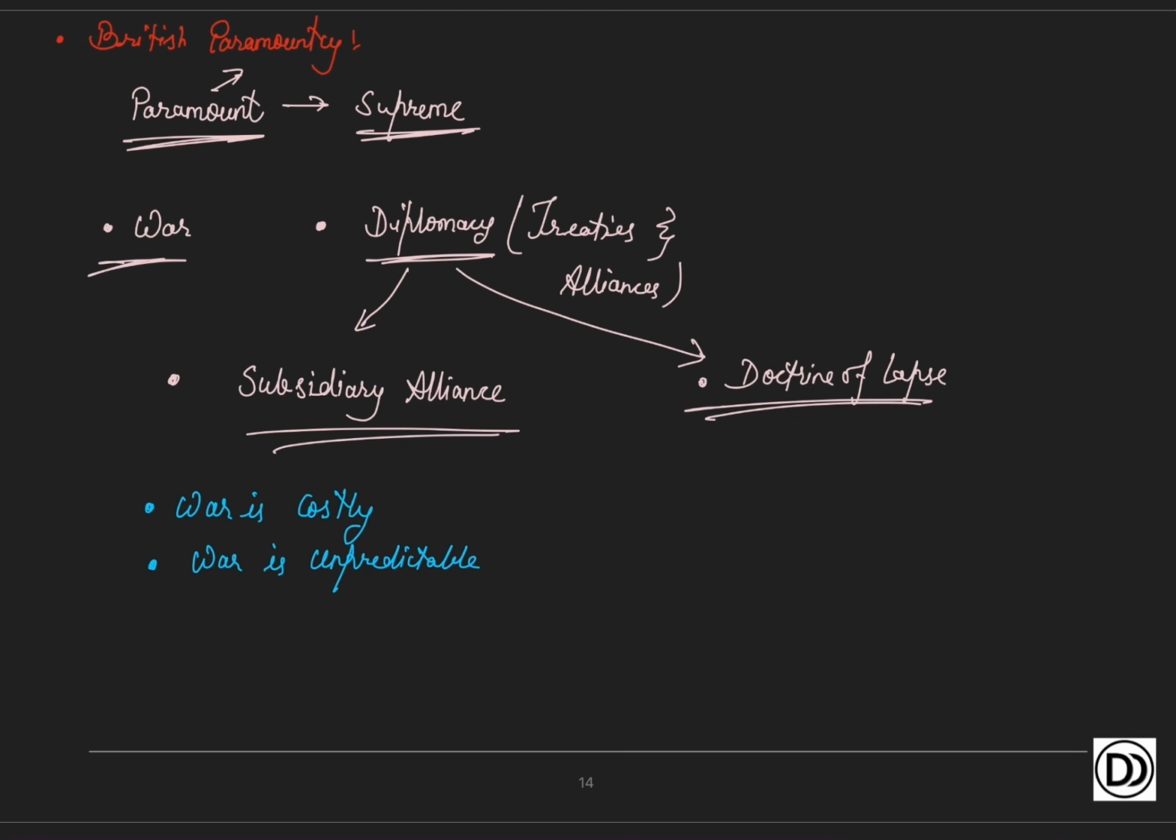War is always unpredictable. Now, diplomacy is inexpensive, or we must say less expensive. Diplomacy is also less chaotic or less unpredictable. Because diplomacy is talks and agreements, it takes time, and you have enough time to come up with different strategies. There is a huge potential to explore different possibilities.